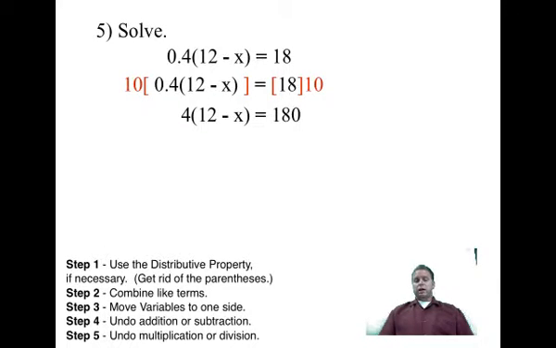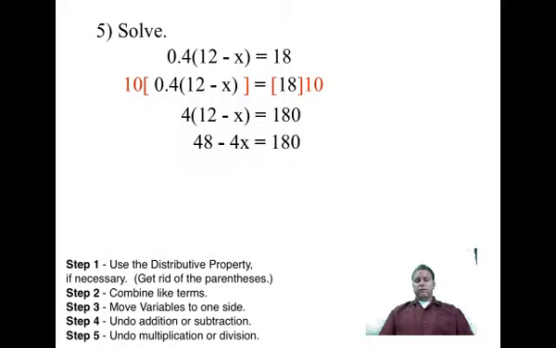I'd like you to try this one now that we've got it started for you. Finish this up. Hopefully you finished it up and you did distributive property and got 48 minus 4x equals 180. Next step is step 4. This is where people might make a mistake.